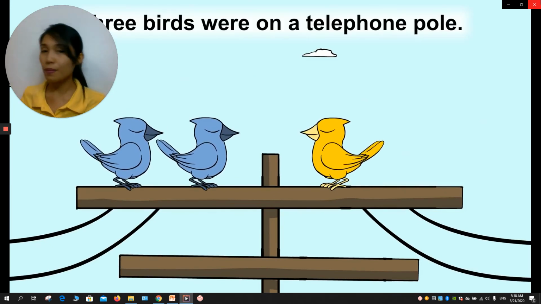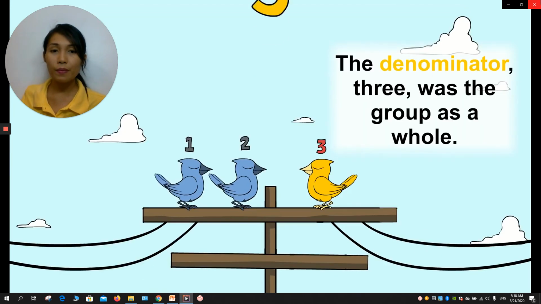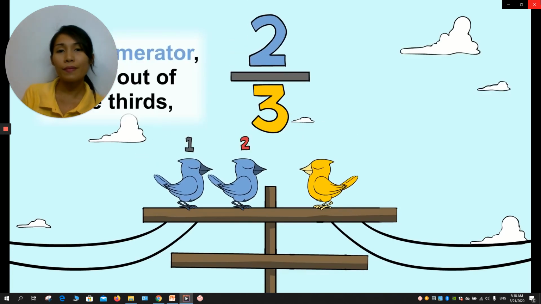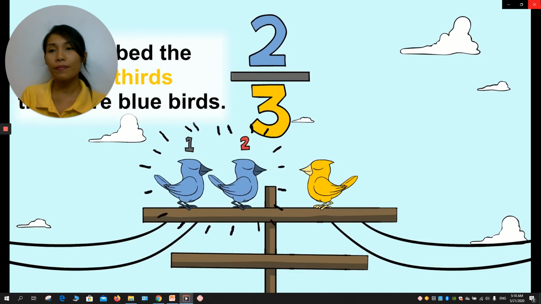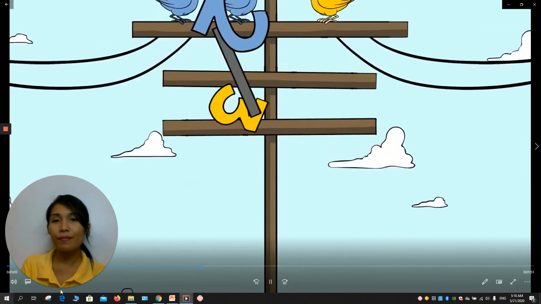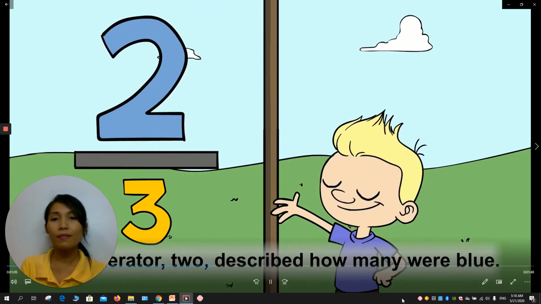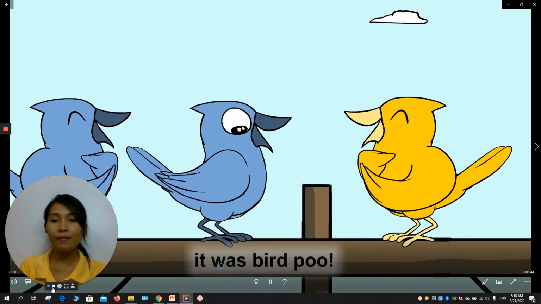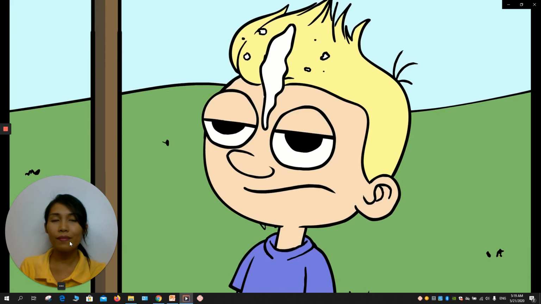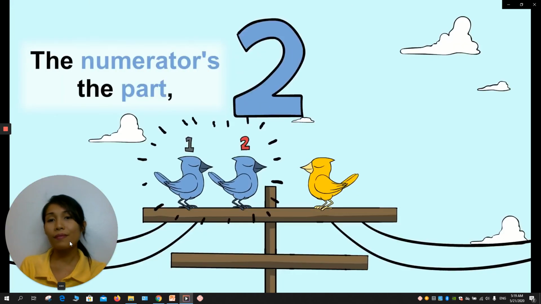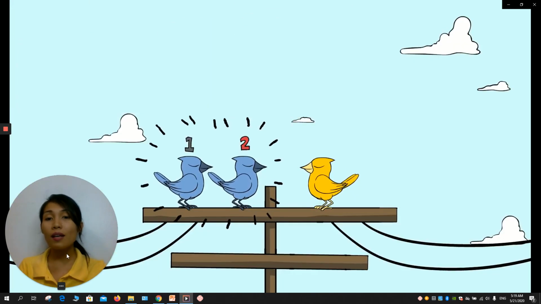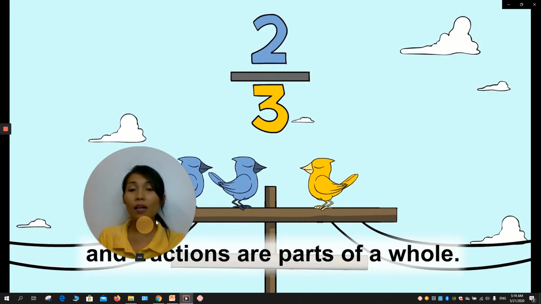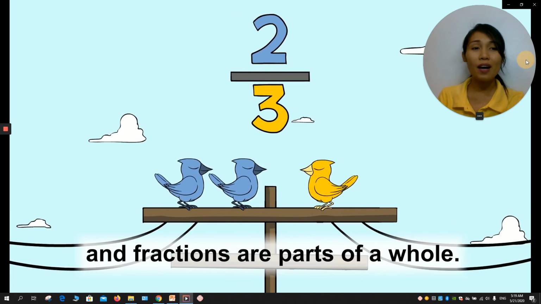3 birds were on a telephone pole. The denominator 3 was the group as a whole. The numerator 2 out of the thirds described the 2 birds that were blue birds. The numerator 2 described how many were blue, and something fell on my head. It was bird food. The numerator's a one, the denominator's the whole, and fractions not as they roll.